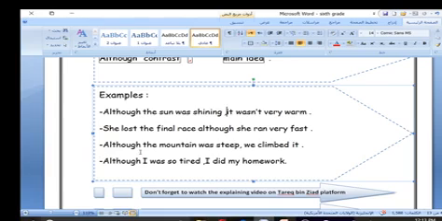Number three, although the mountain was steep, we climbed it, okay? So this is the contrast, okay? The mountain was so steep, but we climbed it, okay? This sentence shows the contrast. The last sentence that we have here, although I was so tired, I did my homework, okay?